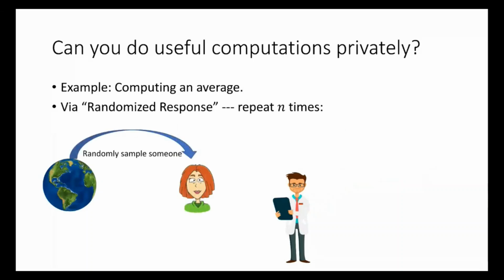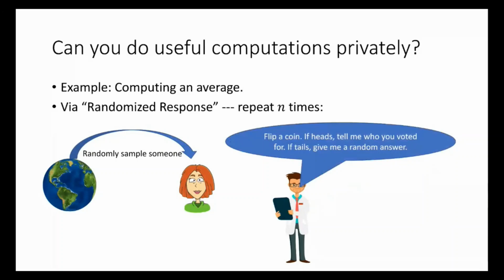Okay, so again, I'm going to randomly sample people, but this time I'm not going to ask them to directly tell me who they're going to vote for. Instead, I ask them to flip a coin. And maybe I say, if the coin comes up heads, tell me who you voted for. But if the coin comes up tails, give me a random answer. And definitely don't tell me how your coin flip came out. Maybe they then tell me that they're going to vote for the Republican, and I write that down.